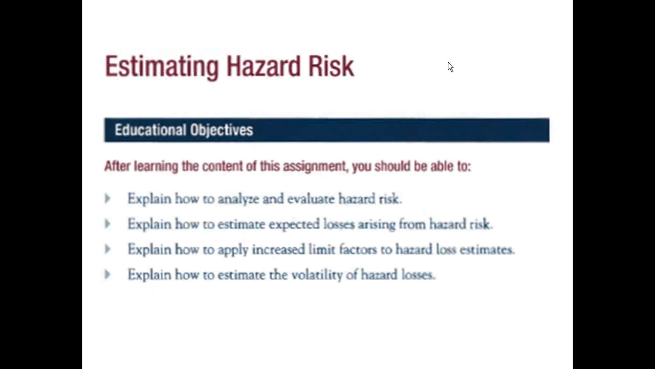So going on to the objectives, even though there's only 4 objectives, this is a relatively long chapter. The 4 objectives are: be able to explain how to analyze and evaluate hazard risk; the next one is how to estimate expected losses arising from hazard risk; be able to explain how to apply the increased limit factors to hazard loss estimates; and finally, explain how to estimate the volatility of hazard losses.